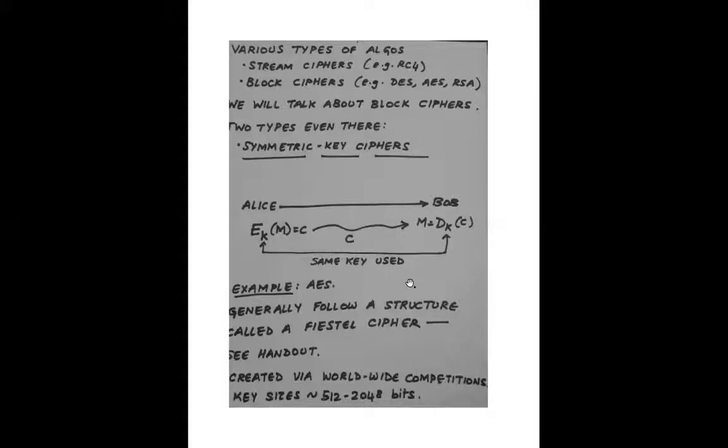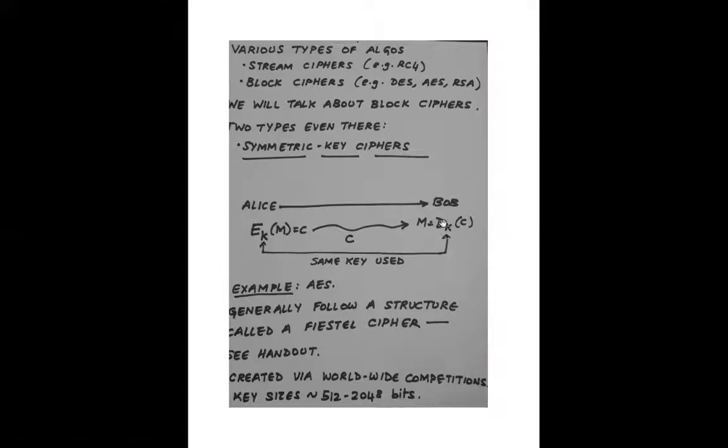Even within block ciphers, there are two types of ciphers: symmetric key ciphers and public key or asymmetric key ciphers. So let's start with symmetric key ciphers. Alice and Bob, as I said, if Alice wants to send a message, she encrypts it with an algorithm. And if it's a symmetric key cipher, the key property is that the key that is used by the encryption algorithm is the same as the key that's used by the decryption algorithm.